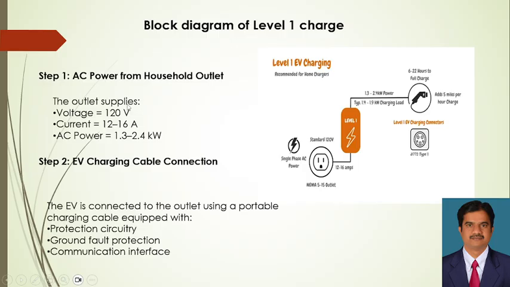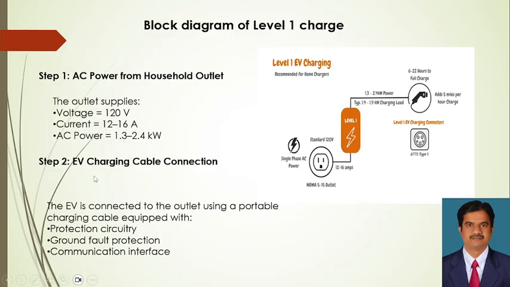So, Step 1, AC power from the household outlet: the voltage will be 120 volts and the current is 12 to 16 amperes. If you take some data from somewhere, the AC power is almost less than 3 kilowatts. Somebody will represent it as 1 to 3 kilowatts, somebody 1.5 to 2.5, somebody 3 to 0.5. It will be very little, it depends upon the source we are getting the data from. Usually remember, when it is less than 3 kilowatts, it is called Level 1.